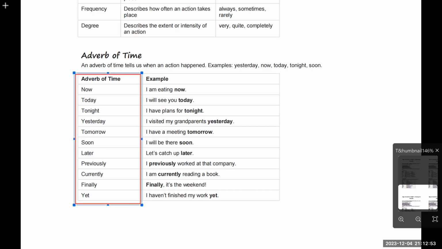Let's start with the first two words, which are the ones that you are not very familiar with, previously and currently, because the others are very easy for you already. So let's focus on previously and currently.